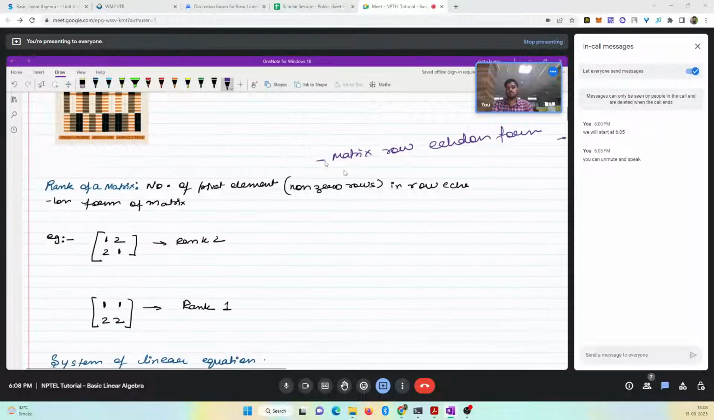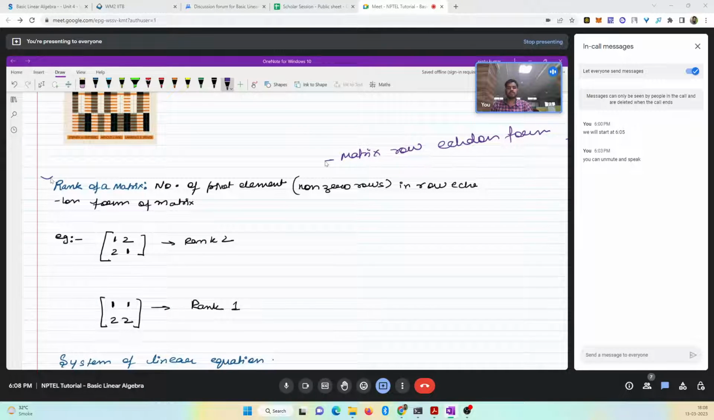Now, we have some notations related to this row echelon form. Let's say you are given a matrix A and you transformed it to a row echelon form of A. Now, if you count the number of pivot elements, every pivot element will correspond to a non-zero row. So if you now count the number of pivot elements, you will get something that is called the rank of a matrix.